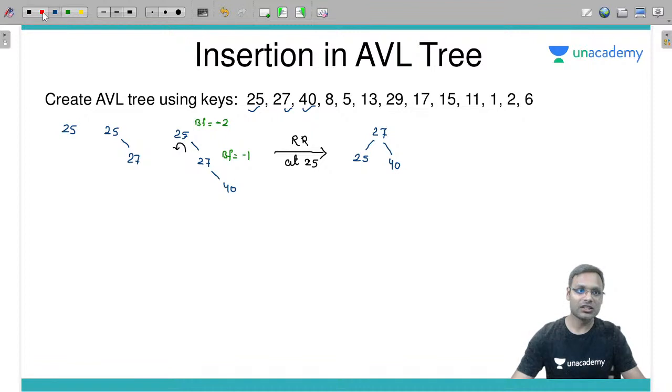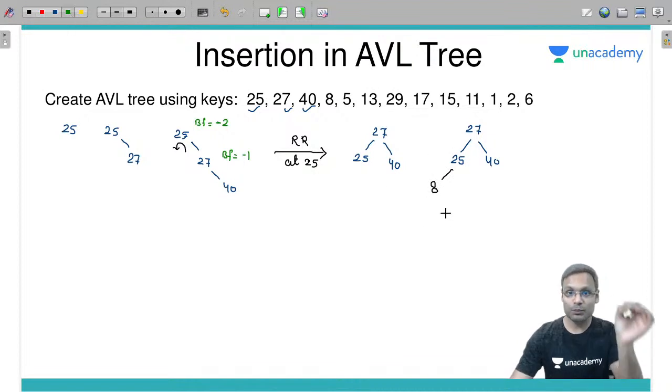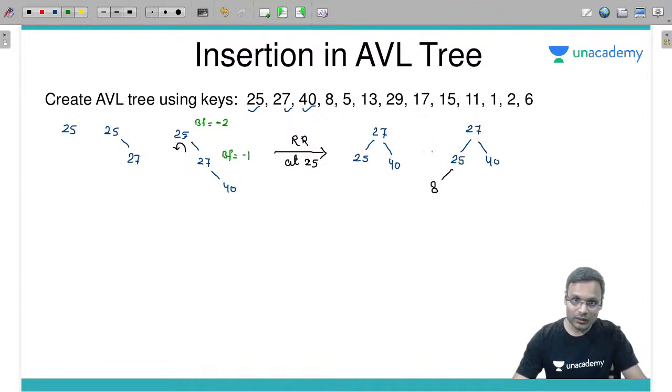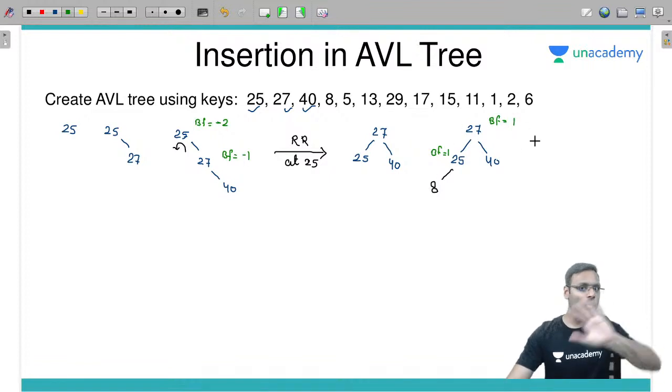So this key is done, this key is done. Now next is 8. The tree is now 27, in the left 25, on the right side 40, and the next insertion is 8. Where should it be inserted? 27's left and 25's left. Is there any imbalance? I'll have to check. At 8's parent, what is the balance factor at 25? At 25 the balance factor will be 1 minus 0, which is 1. What is the balance factor at 27? 2 minus 1, which is 1. No imbalance.